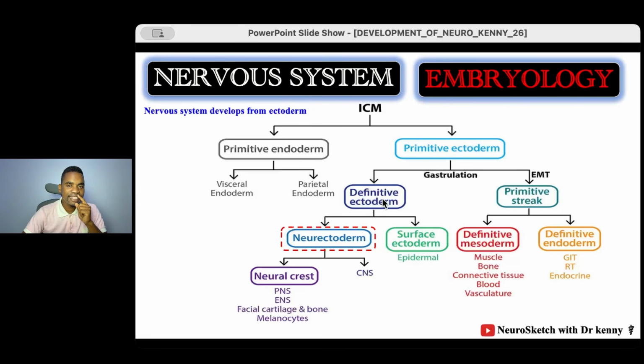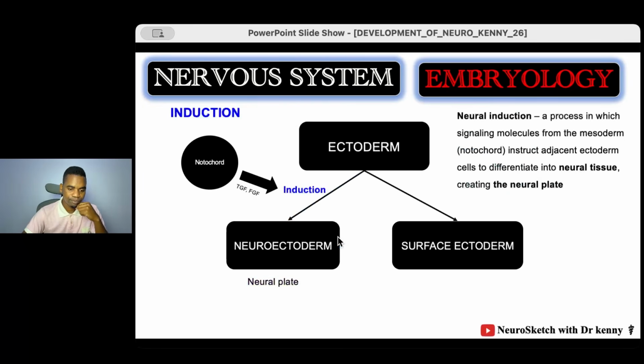This process of differentiating from the ectoderm to the neuroectoderm is known as neuroinduction. What is neuroinduction? Neuroinduction is the process of differentiation of the ectoderm to form the neuroectoderm under the influence of signal molecules that are coming from the notochord. Remember, the notochord itself is not a part of the ectoderm but of the mesoderm. The notochord comes from the mesoderm, but it releases molecules that are going to induce the differentiation of the ectoderm into the neuroectoderm. And then from the neuroectoderm, we form things like the neural plate that are going to form the nervous system.